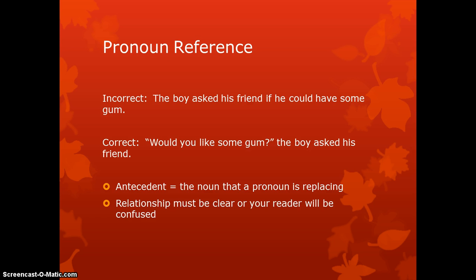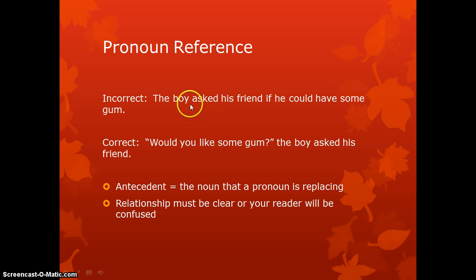All right, so pronoun reference. Pronoun reference is making sure that the pronoun, because remember, a pronoun replaces a noun. So the noun that the pronoun is replacing is called the antecedent. An antecedent is always a noun, and it's that noun that the pronoun is replacing. So if you're saying the dog is chasing his tail, he does it every day, "he" is the pronoun, the dog is the antecedent. You have to make sure that your pronoun and your antecedent are very clear. Otherwise, you'll just create confusion.